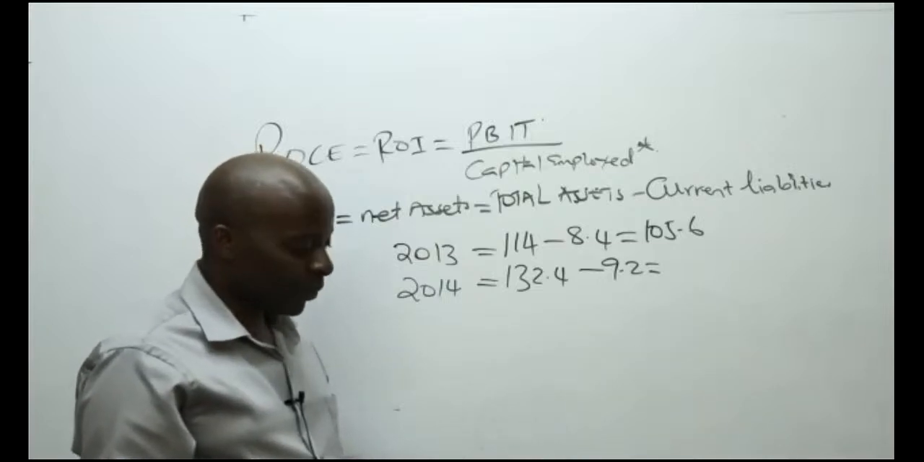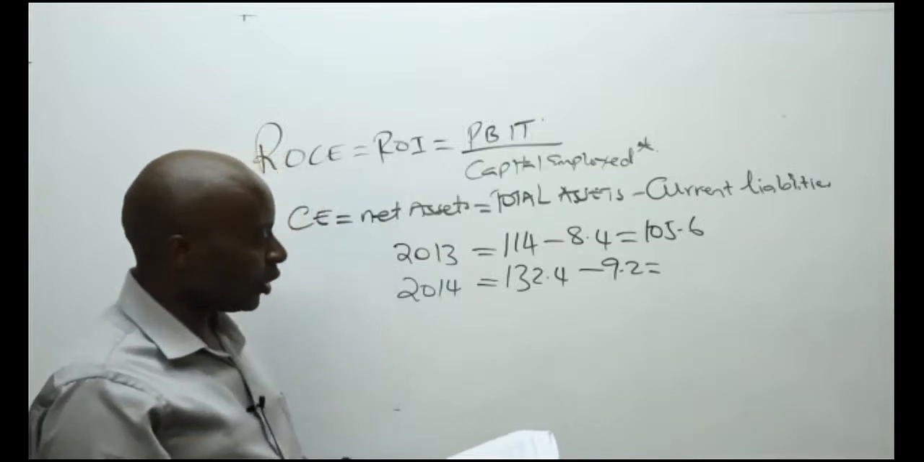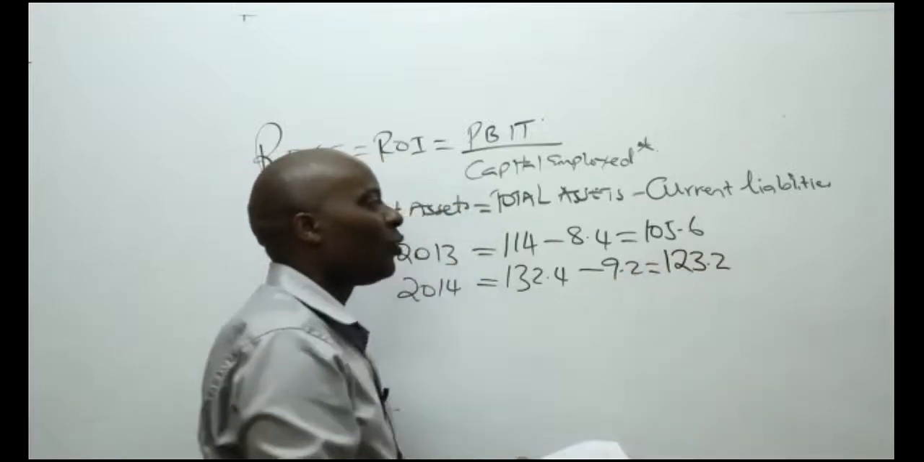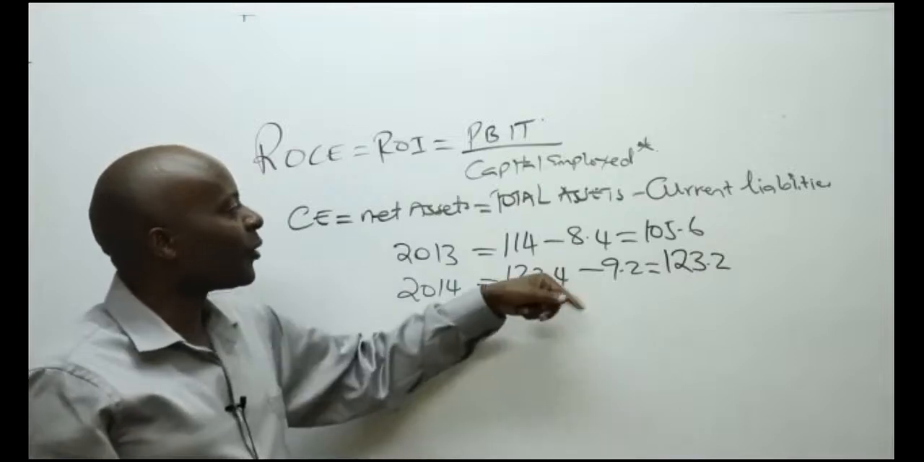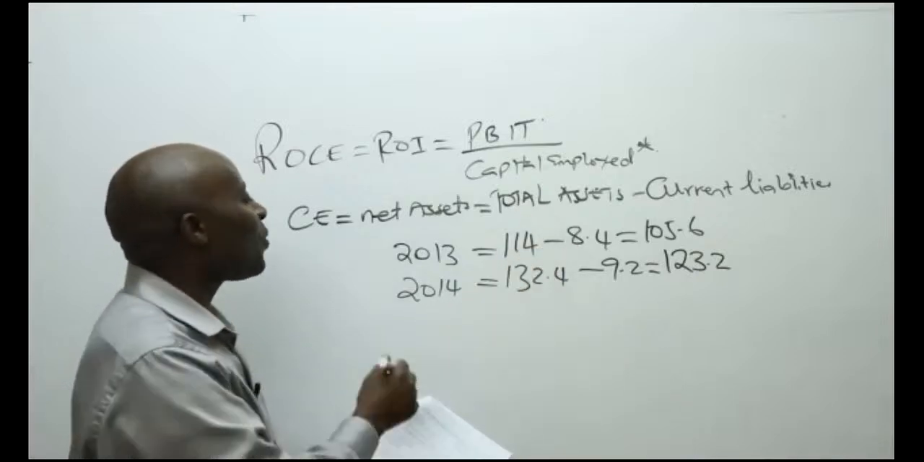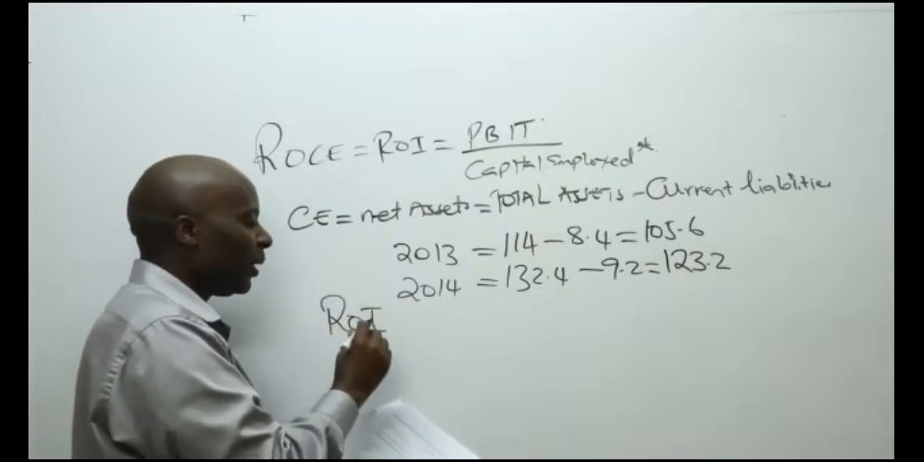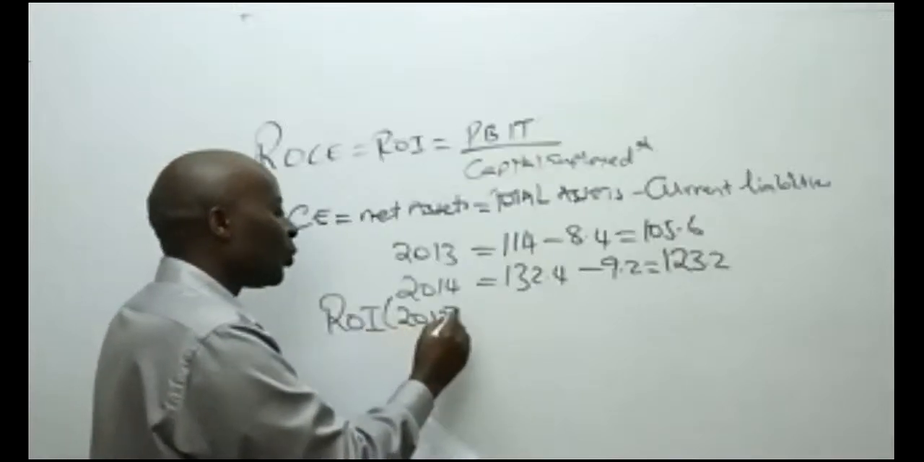132.4 minus 9.2 will give us what figure, ladies and gentlemen? 123.2. Thank you very much. Now, having gotten those two figures, I can very comfortably give my examiner the return on investment for this company in the year 2013.